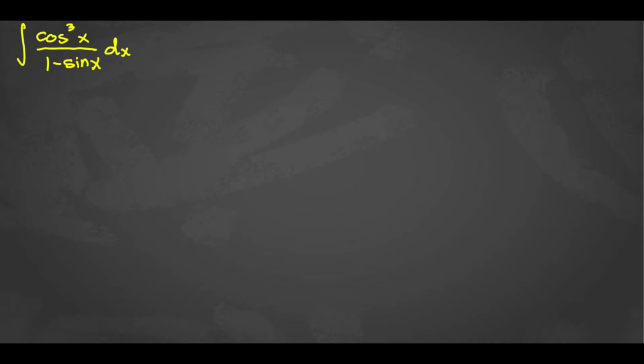Now, there are three methods of showing our solution here. First, we should simplify our given integral into this format, in which this is also equal if we take out cosine squared x times cosine x. This is true since cosine squared times cosine x is cosine cubed x, all over 1 minus sine x dx.